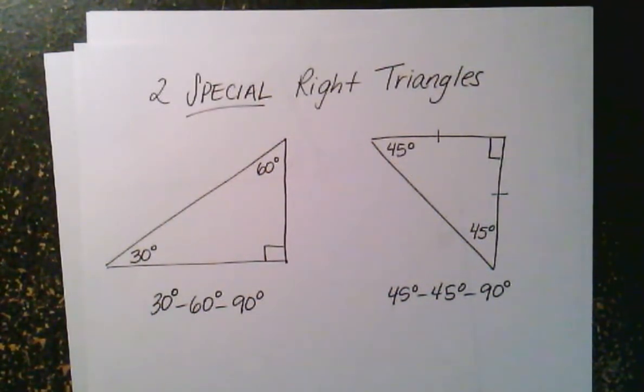But the first thing I want to talk about here is the 30, 60, 90. The 30, 60, 90 has a little bit more going on in it than the 45, 45, 90, so let's go ahead and get that one going first.